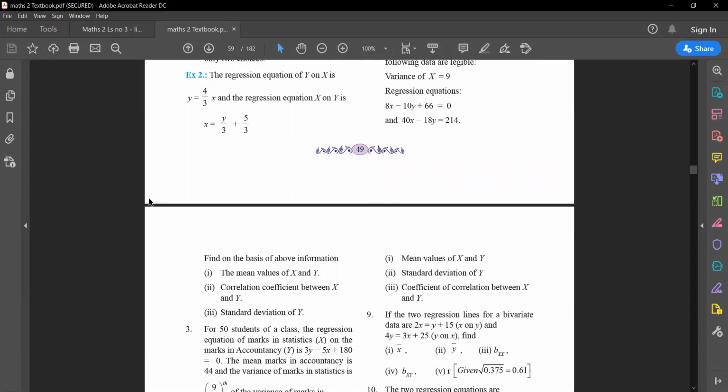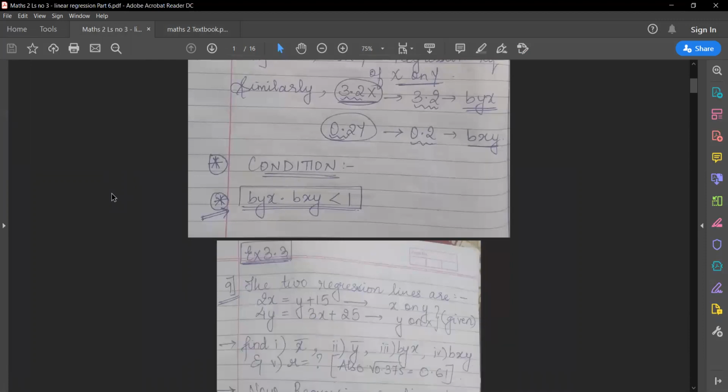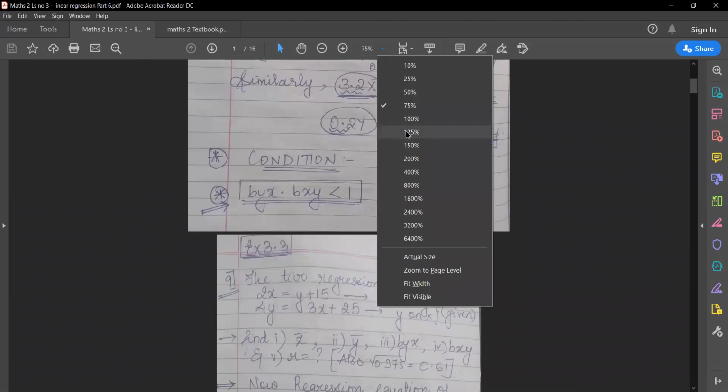So the question is in front of you. If the two regression lines for a bivariate data are 2x is equal to y plus 15, which is x on y, and 4y is equal to 3x plus 2y, which is y on x, find x bar, y bar, byx, bxy, and r. So as you can see class, the sum is really very simple. It has got regression equations already. Plus one more advantage is they have already specified which is x on y and which is y on x.